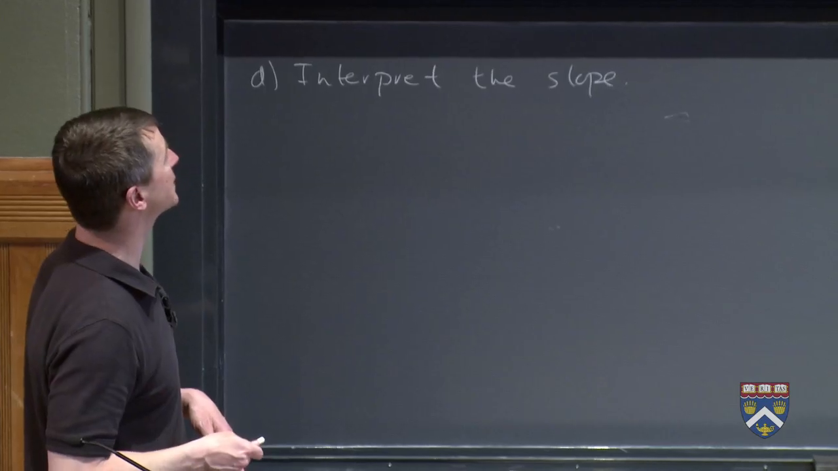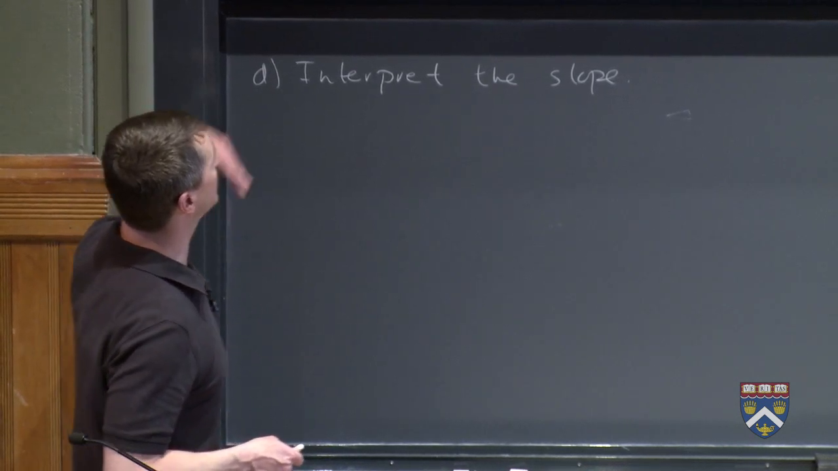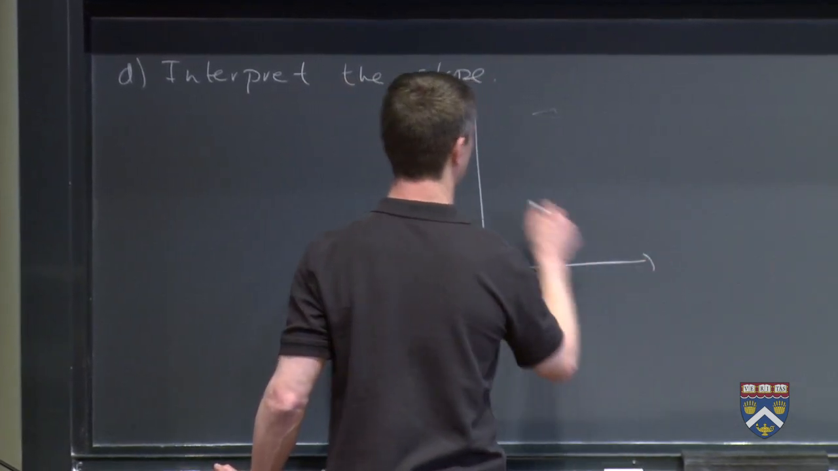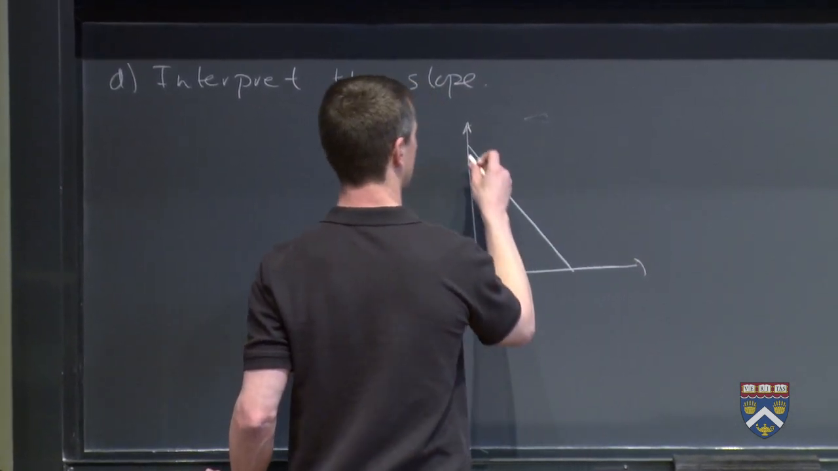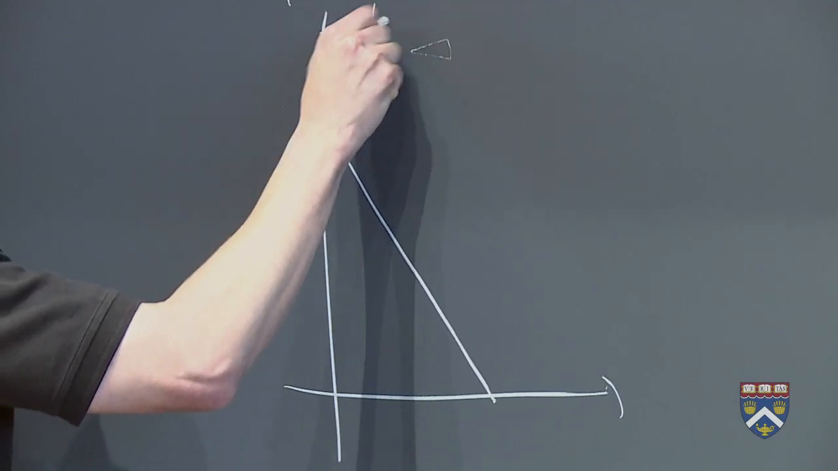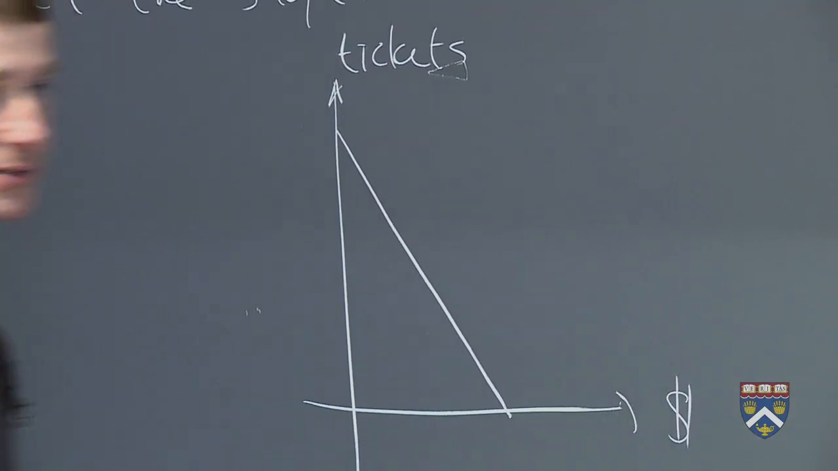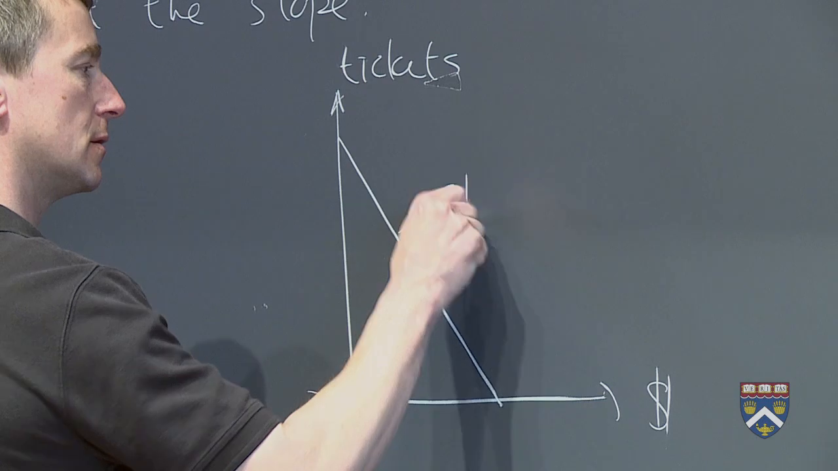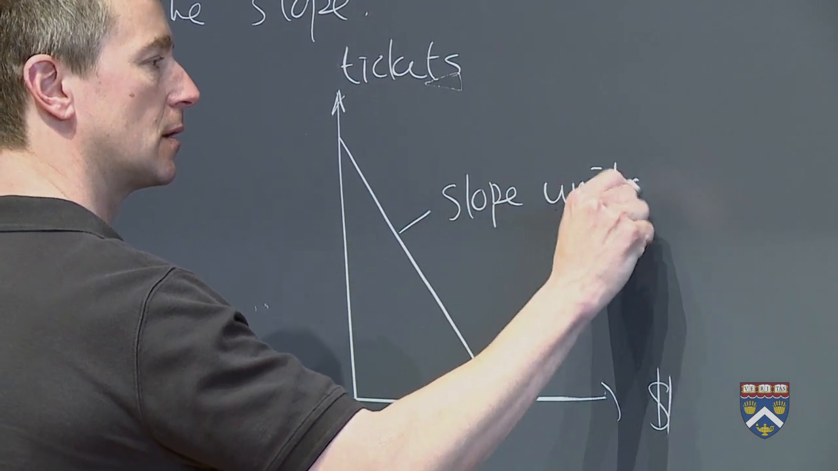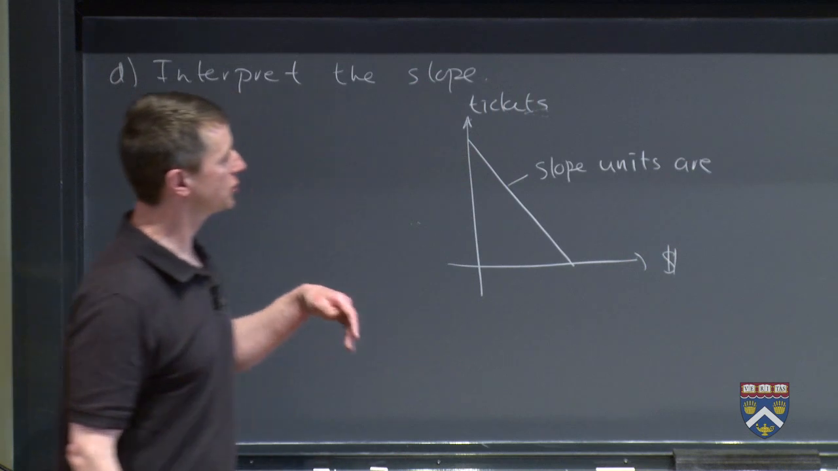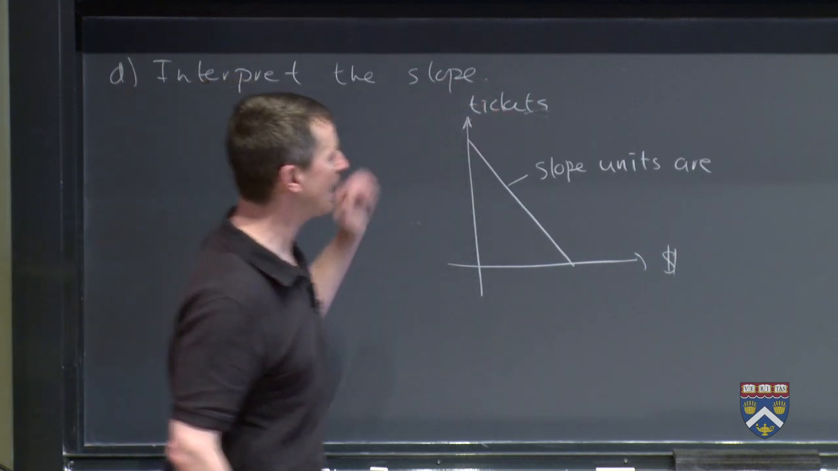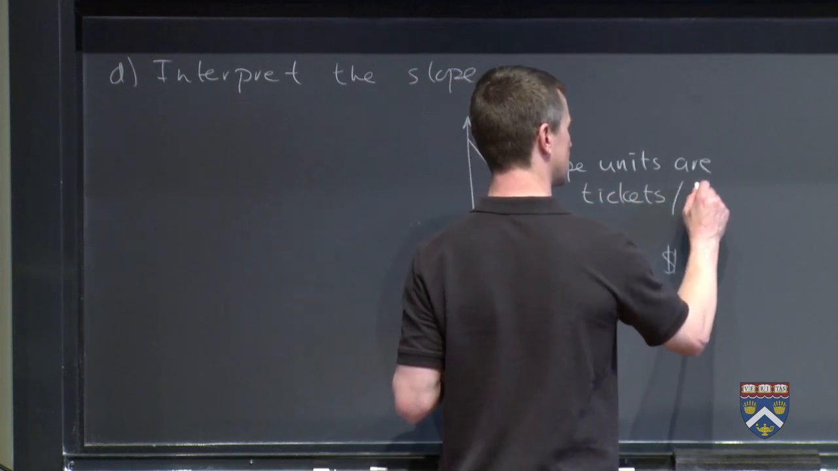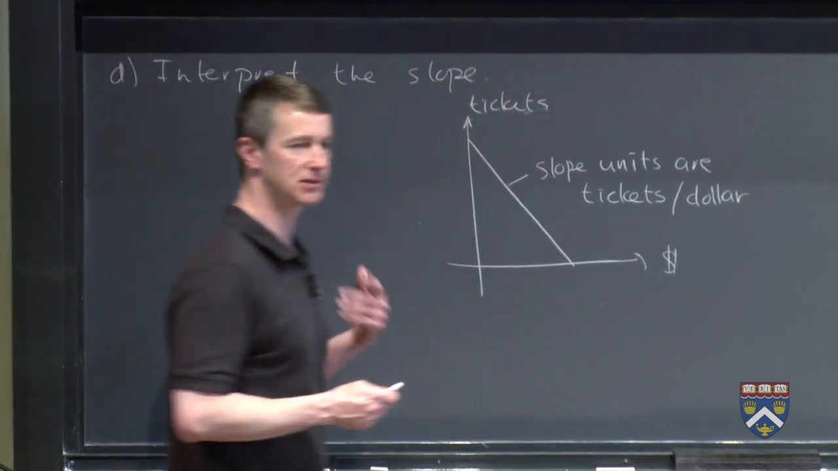And how did we get the slope? We got the slope by taking the change in the y value over the change in the x value. So if we were to look at our graph again quickly here, the y values were in tickets, and the x's were in dollars. So when you computed the slope, the units on the slope are what? You took change in y over change in x, so the units on the top part of the fraction were tickets, and on the bottom part of the fraction were dollars. So the units on the slope are tickets per dollar.